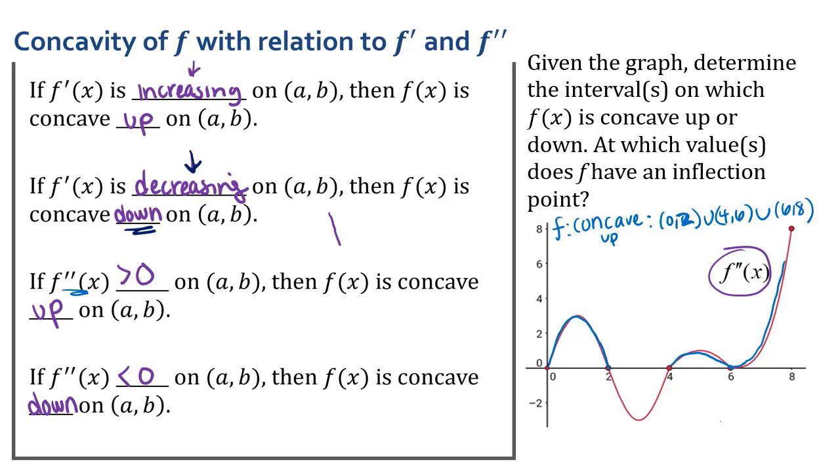All right, concave down. So that happens when your second derivative is negative. So your second derivative is negative from 2 to 4. And that's it. Where are these inflection points going to happen? So that's where we change concavity. So we're changing concavity here at x = 2, and then we change concavity again here at x = 4.